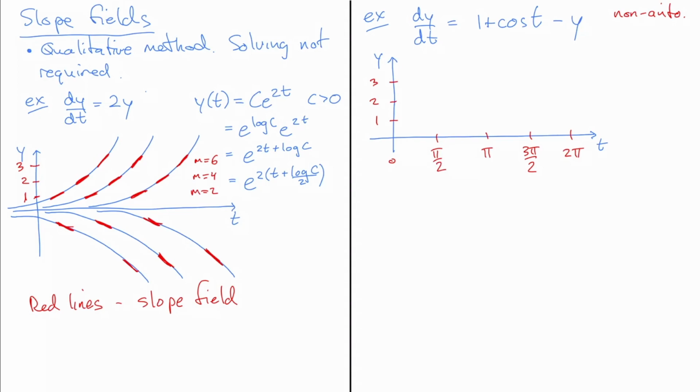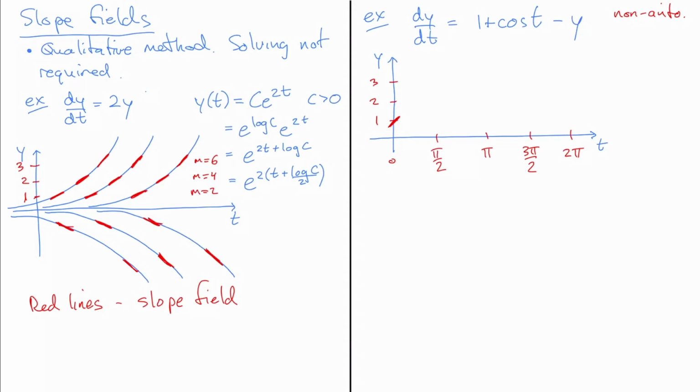At y equals 1, we know that, let's see, y equals 1 and t equals 0. So that's, let's say right here, we have y is 1 and t is 0, so we have 1 plus cos of 0 is 1, so that's 2, minus 1 is 1. So we have a slope of 1 at the start.